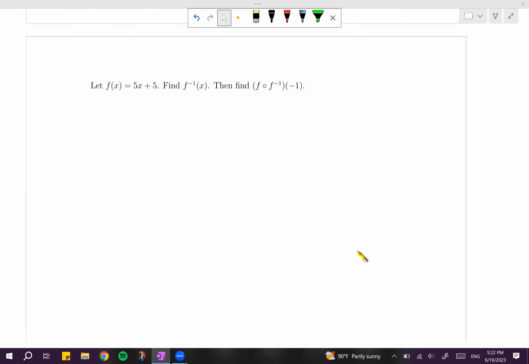Okay, so we have this problem. We have f of x is equal to 5x plus 5, and we want to find f inverse of x, and then find f composed with f inverse of -1.